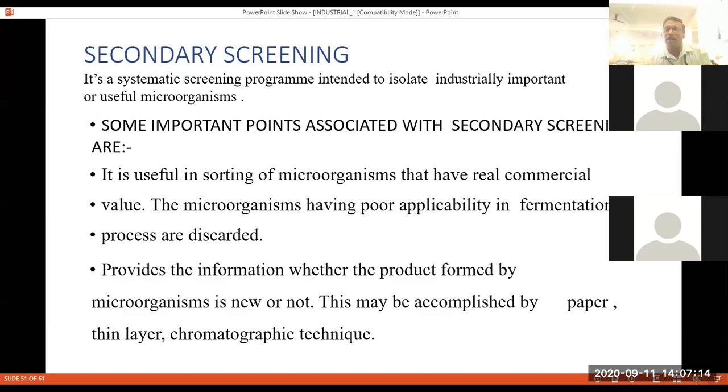This information may be accompanied by sophisticated techniques that we call paper chromatography, thin layer chromatographic techniques, where you first have to identify whether my product is seen or not, with the help of such sophisticated techniques, one known as paper chromatography. Either it may be thin layer chromatography, or gas chromatography, or HPLC, that is high performance liquid chromatography.